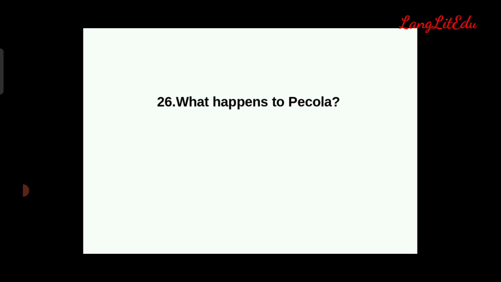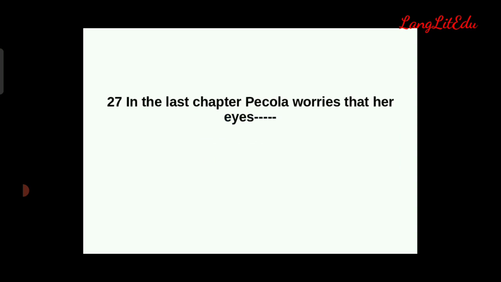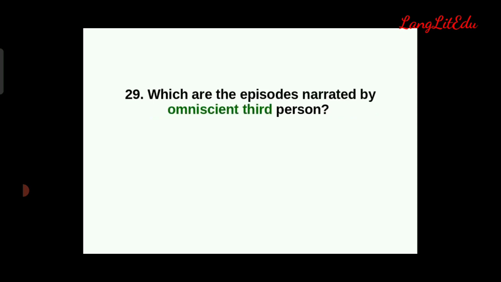Marigold. What happens to Pecola? She becomes insane, thinking that she has an imaginary friend. In the last chapter, Pecola worries that her eyes aren't blue enough. What are the final words of Claudia? It's much, much, much too late.